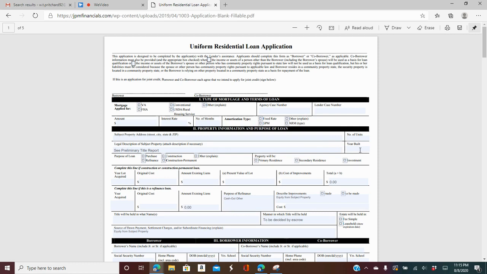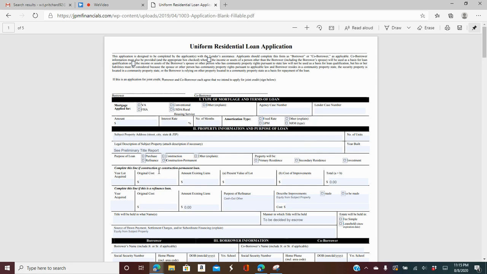Investment property rates are normally higher than what it will be for a primary or secondary residence, but you want to make sure that everything is right when it's going into underwriting, because if you try to cut corners, what just ends up happening is everyone's time ends up being wasted, and it's just not a good deal. So put in what the property actually is, whether it's a primary residence, secondary residence, or investment property.